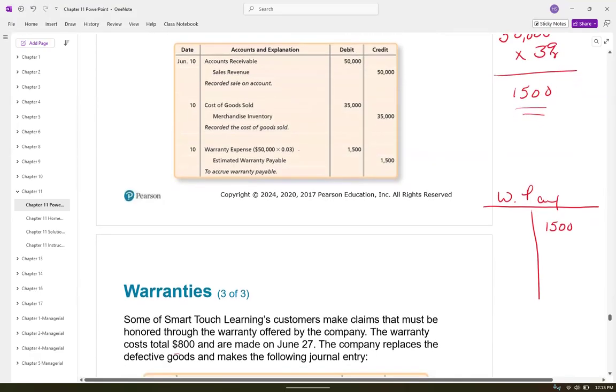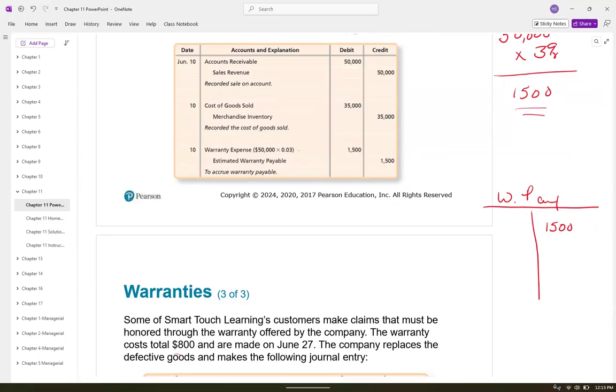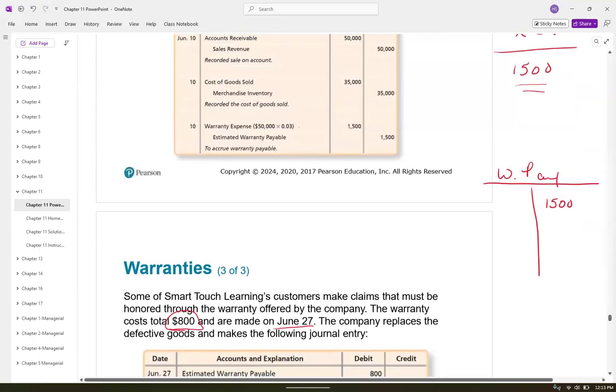Then they tell us some of Smart Touch Learning's customers make claims that must be honored through the warranty offered by the company. The warranty cost totaled 800 and are made on June the 27th. The company replaces the defective goods and makes the following journal entry. We are going to debit that warranty payable for 800 because remember we've already come up with an estimate.